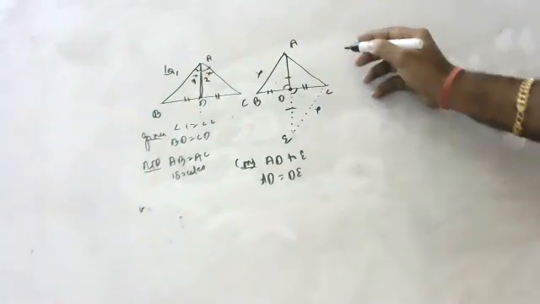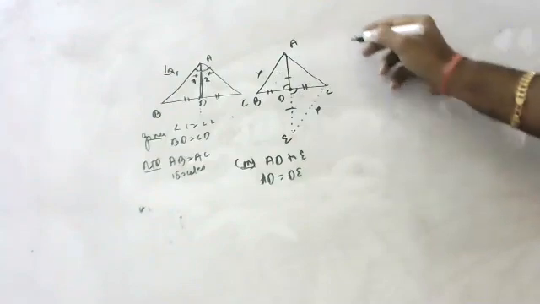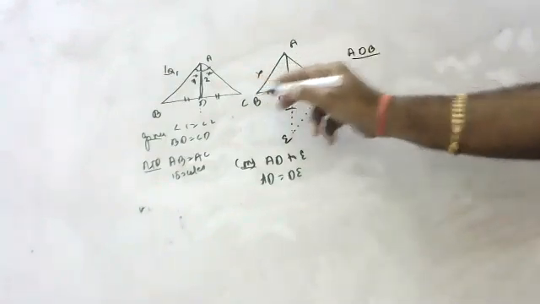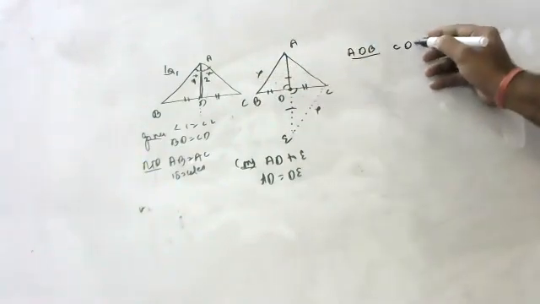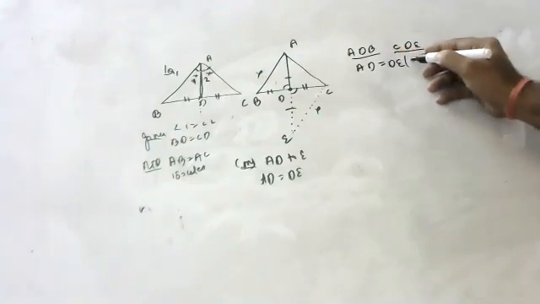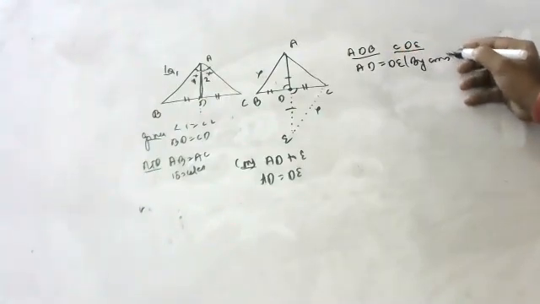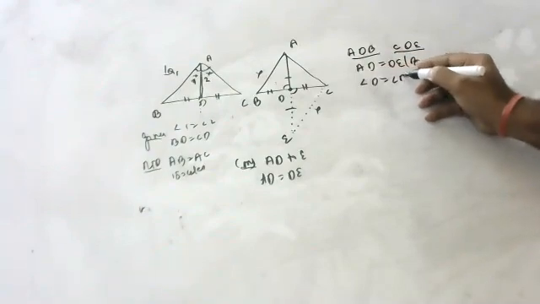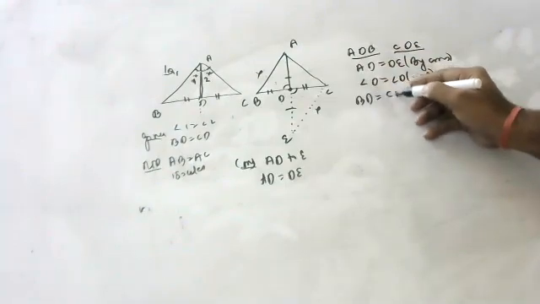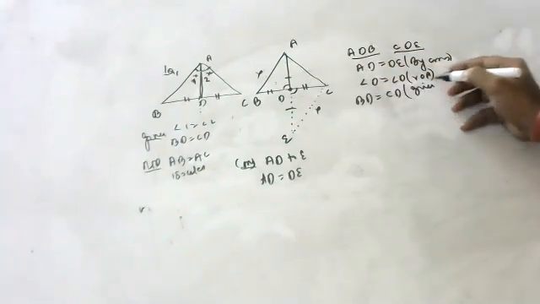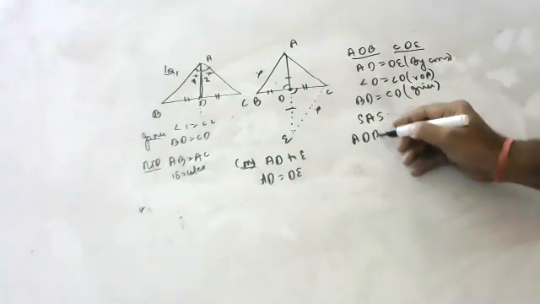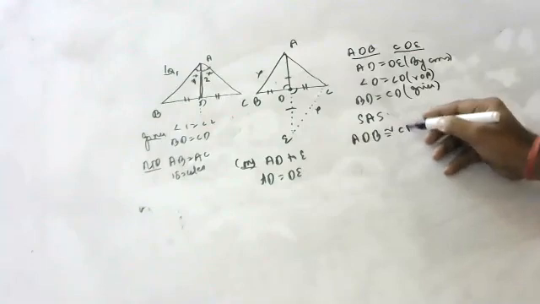Okay? So see, children, those who did not understand, just see here. What is the name of this triangle? In ADB and in CDE, what we can say? AD is equal to DE. Why, children? By construction. Angle D is equal to angle D. Why, children? Vertically opposite. BD is equal to CD. Why, children? Given. By SAS, ADB is congruent to CDE.